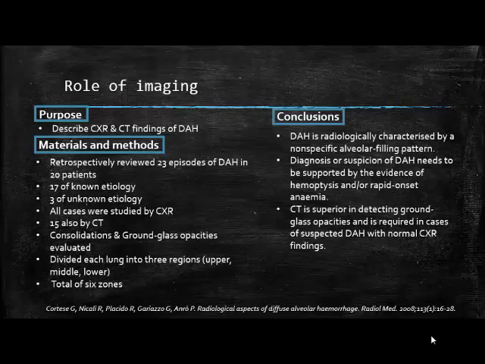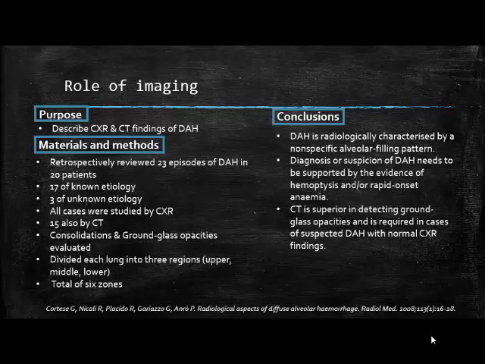17 of them had known etiologies for the DAH, 3 did not have any known etiologies. They studied all the cases by chest X-ray, and 15 of them by CT scan too. Consolidations and ground glass opacities were evaluated, and the lung was divided into 3 zones each, so there was a total of 6 zones.